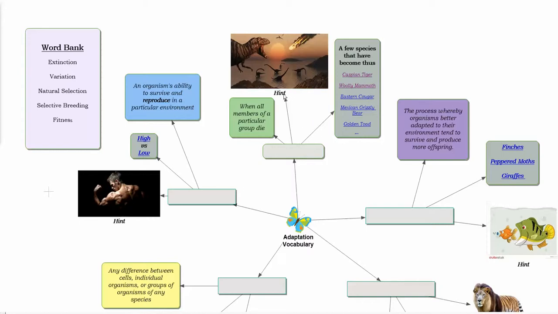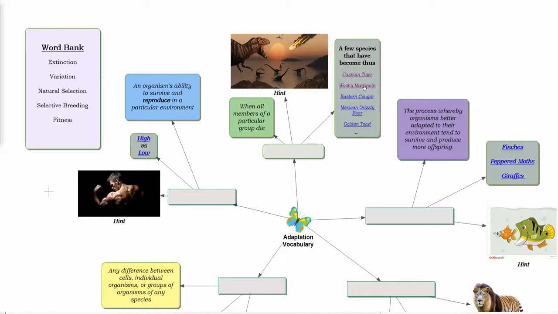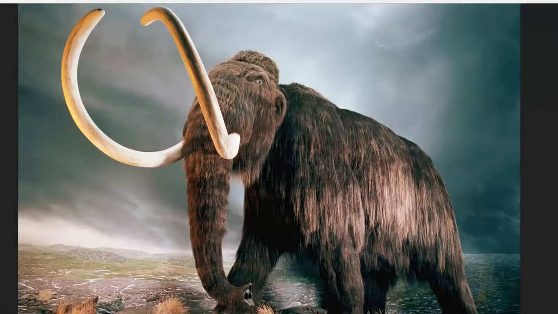This one's pretty clear because the hint is a picture of the dinosaurs when they're about to be extinct. If that wasn't enough for the student to figure out, they have these links here that are examples of animals that are extinct. So the Caspian tiger, I click on that, and I get a picture of a Caspian tiger. Click on the woolly mammoth, I get a picture of a woolly mammoth.